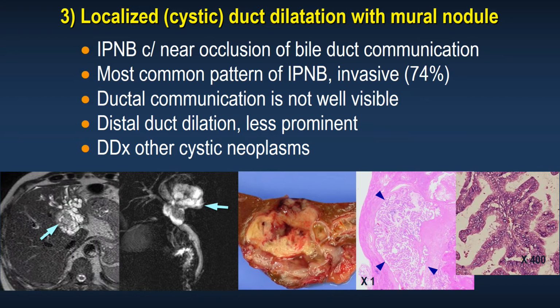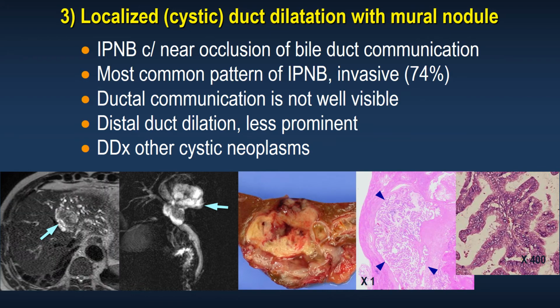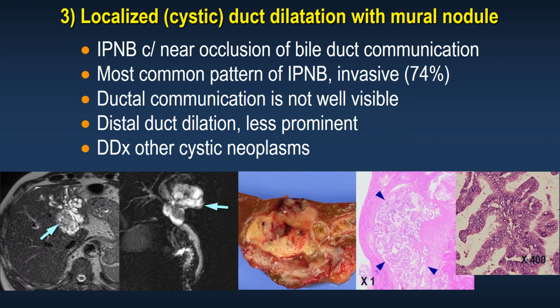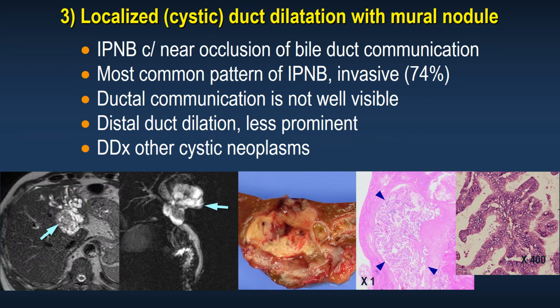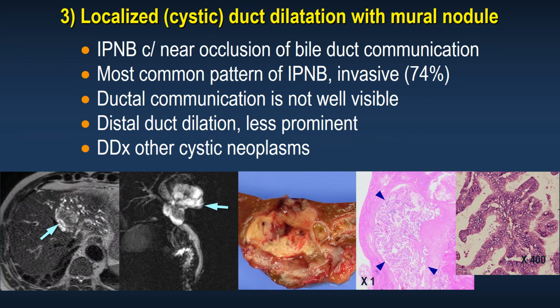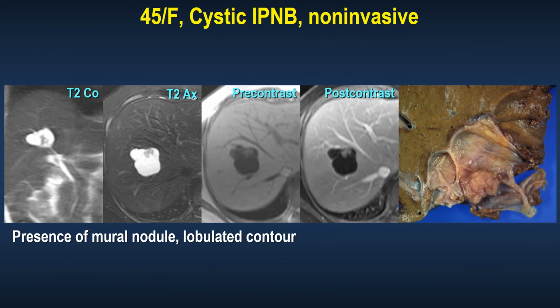In many cases, it is difficult to see communication with the duct on imaging exams. There is no distal duct dilation suggesting mucin discharge. Differentiation from other cystic lesions is necessary. As in this case, in a middle-aged woman whose age overlaps with the age of MCN, when a cystic lesion that does not communicate with the bile duct is seen, differentiation from MCN can be difficult. However, a lobulated contour and the presence of mural nodule in a relatively small lesion suggest cystic IPMB.